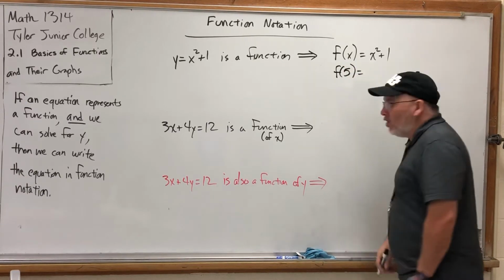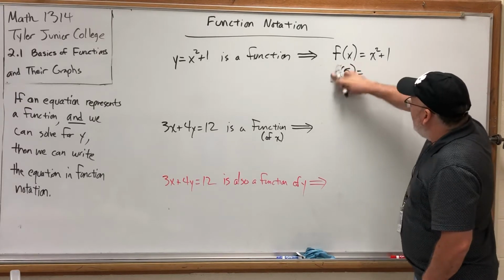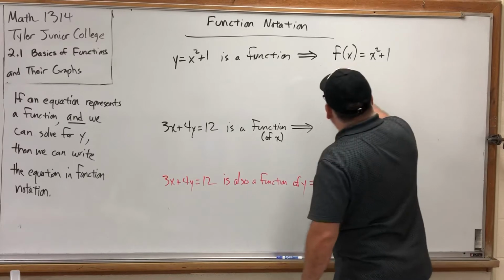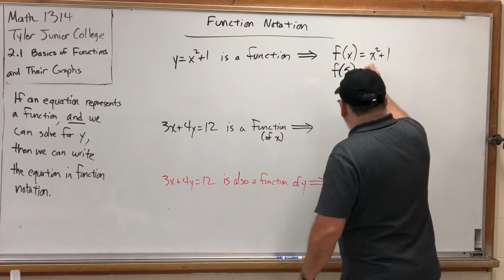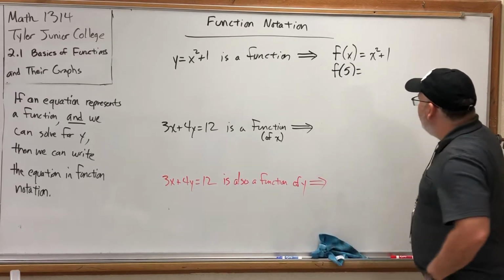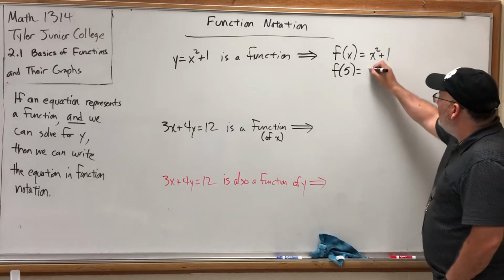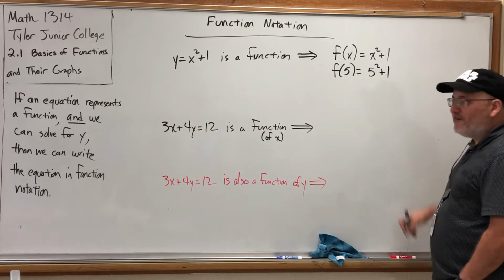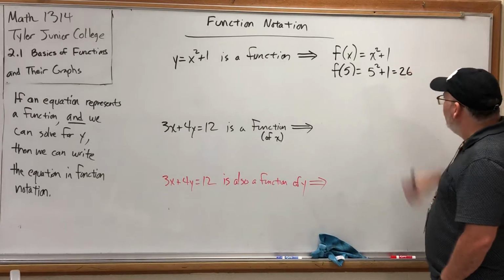I think several of you already know how this goes. All you have to do in function notation is replace the x with whatever input you are putting into the function. So in this case, I'm going to replace the x with 5. And then do the math. 5 squared is 25, plus 1 is 26.